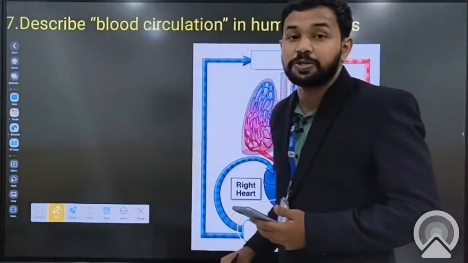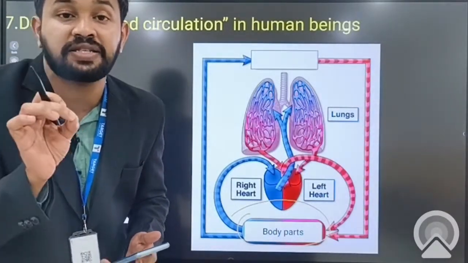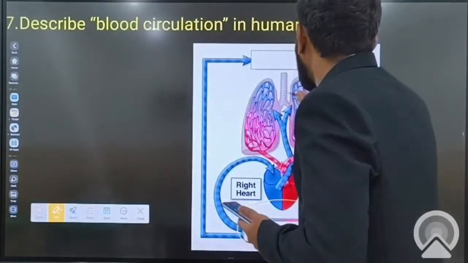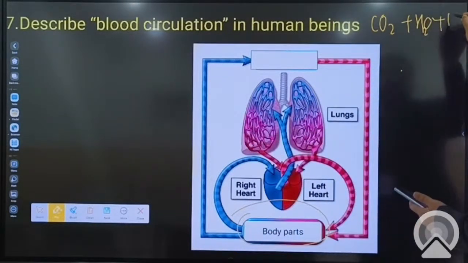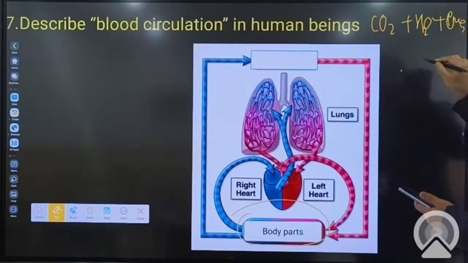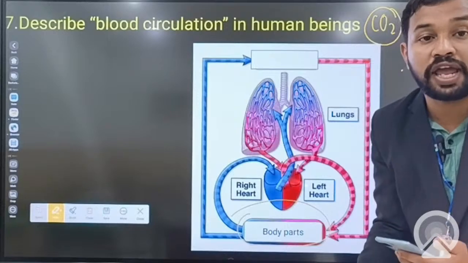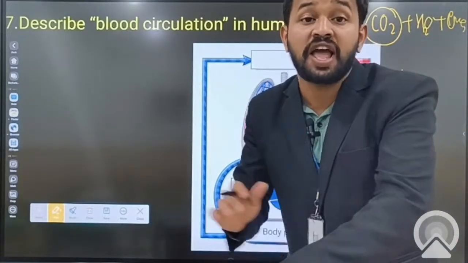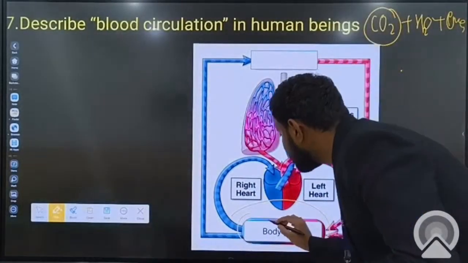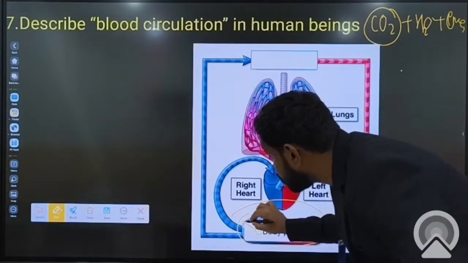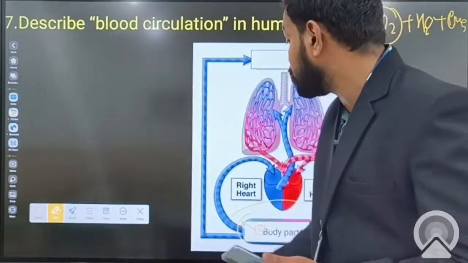After the cellular respiration, what are the end products of aerobic respiration in animals and higher plants? That is carbon dioxide, water, and energy. This CO2 is present in various parts of our body. Every part has cells and tissues, and these cells and tissues have CO2 as a waste material. This CO2 is diffused into the blood.